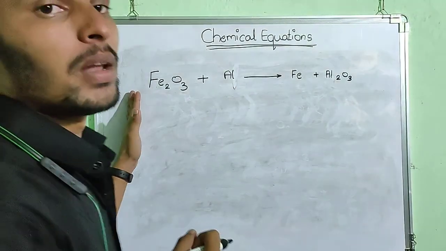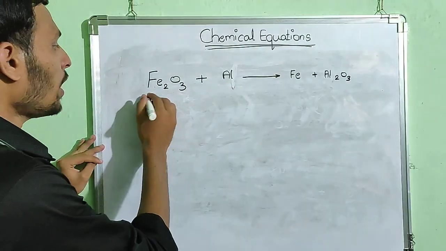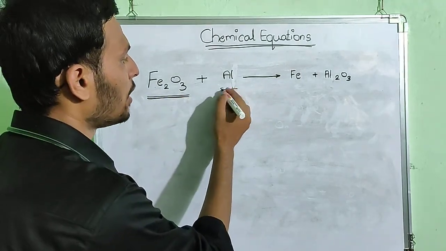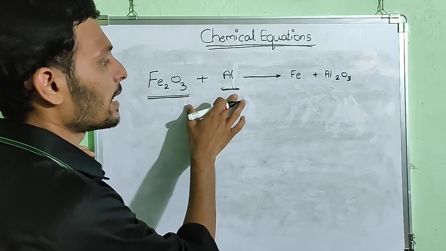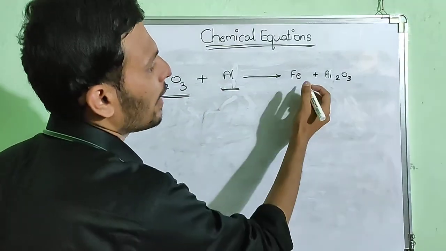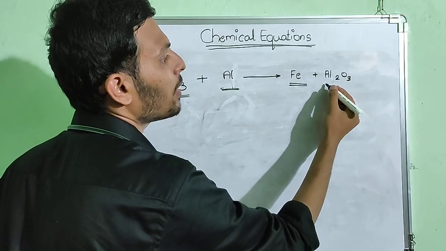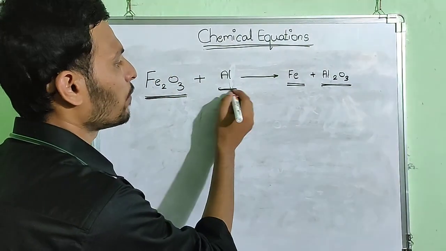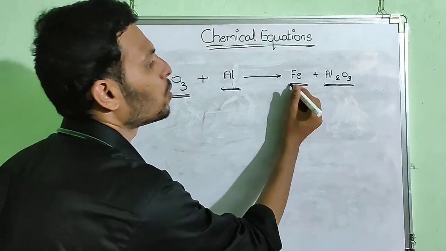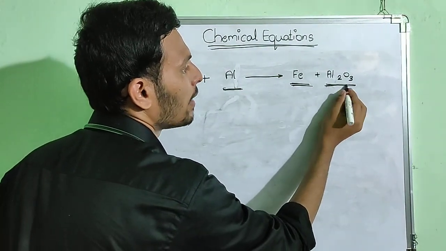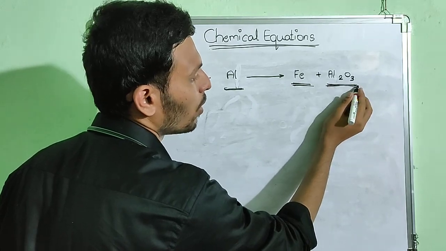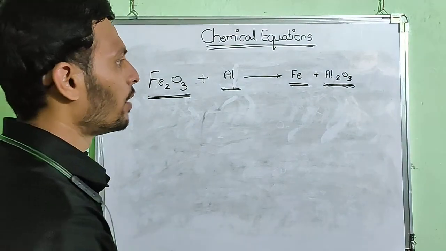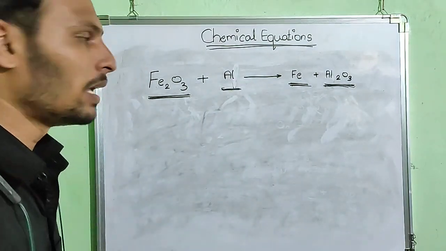So this is example number 3. Here this is iron oxide. Iron oxide is reacting with aluminium to give iron and aluminium trichloride. Sorry, aluminium trichloride. So now we will see how to balance this equation.